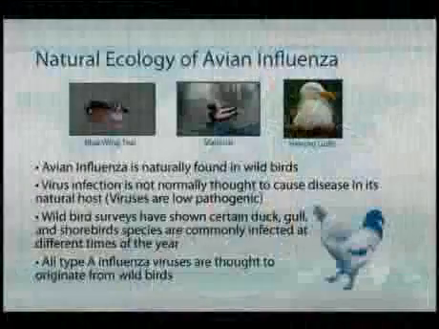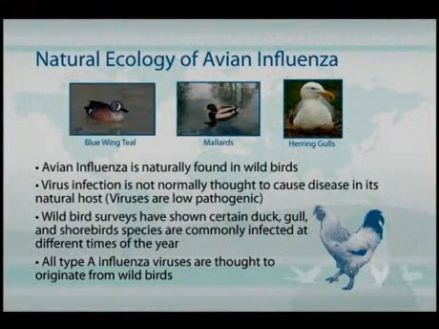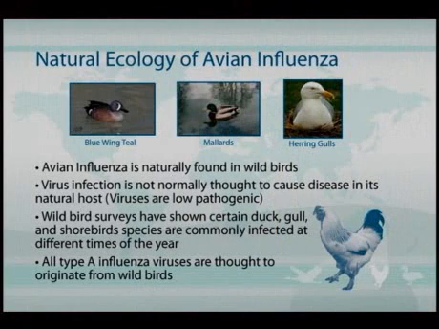Now I want to switch gears and tell you a little bit about the natural ecology of avian influenza, because we really consider that avian influenza is a virus where the natural host is in wild birds. And primarily we're talking about wild ducks, shorebirds, and gulls. We've considered that the natural host for avian influenza, and that all the other host species, although they can be infected and it can be a problem in other host species, we really consider them abnormal hosts.